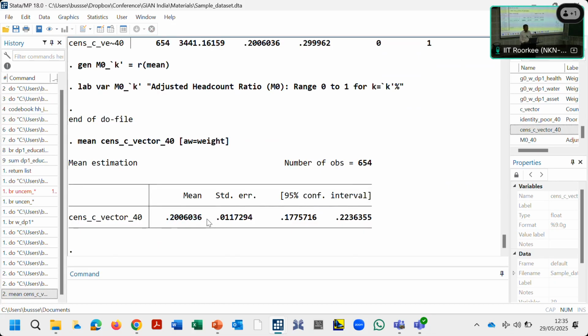But now the beauty is that you are getting the standard error and you are getting the confidence interval. These are the confidence intervals for M0 given my data. So just by giving the simple command, you are computing your M0, your standard error, and your confidence interval.